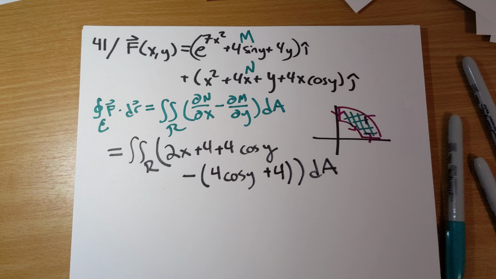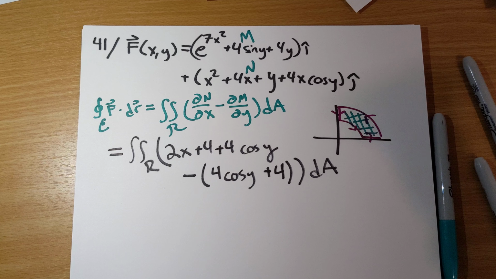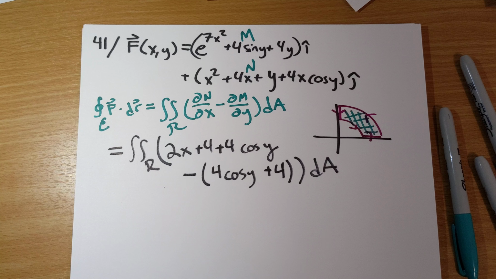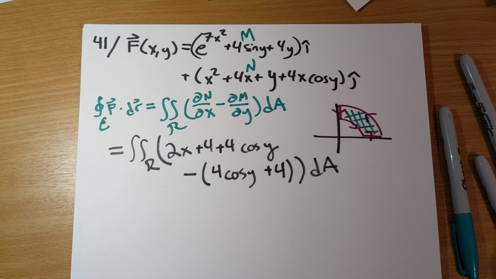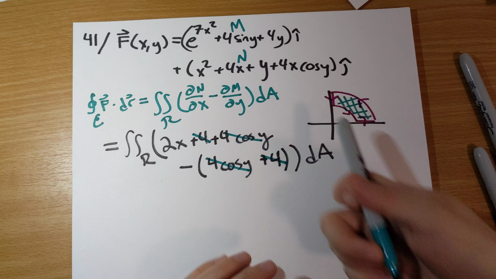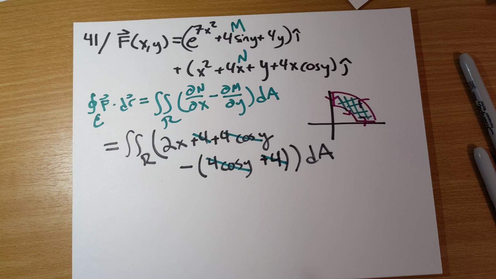And at this point, we can see why this problem was cooked up in the way that it was here. Why is that? Well, there's going to be lots of cancellation. 4 cosine y, negative 4 cosine y, 4, and negative 4. And so this is just the double integral of 2x over this region.